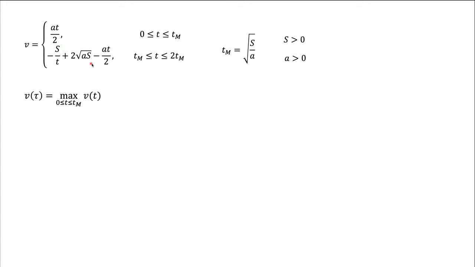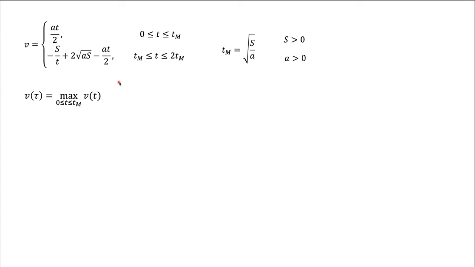Now, we see that the function is continuous on the intervals from 0 to tm and from tm to 2tm. But now the question is, what's going on at the actual point tm? If you plug tm instead of t in the top formula and in the bottom formula, we'll find that we get the same answer. Which means that the function does not jump when it goes through point tm, and the function is continuous at that point as well.